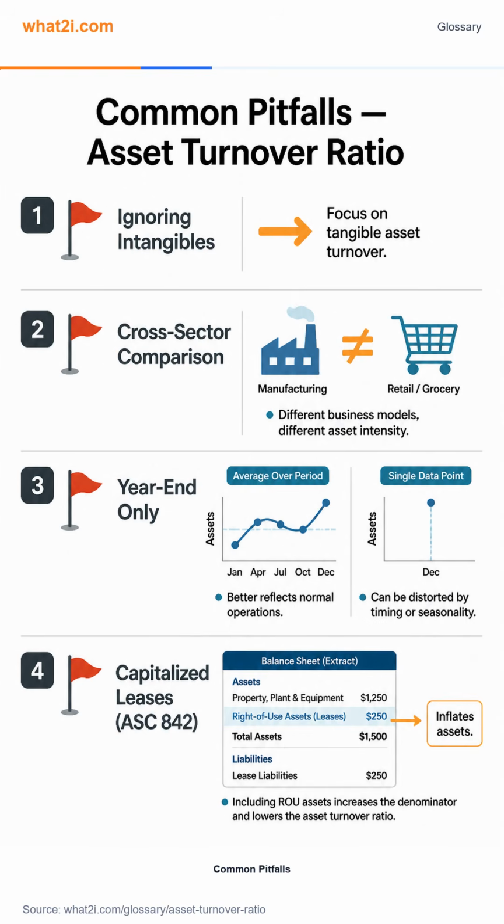Also, remember to use average assets instead of just year-end figures, and watch out for capitalized leases under ASC 842 that can artificially inflate total assets.